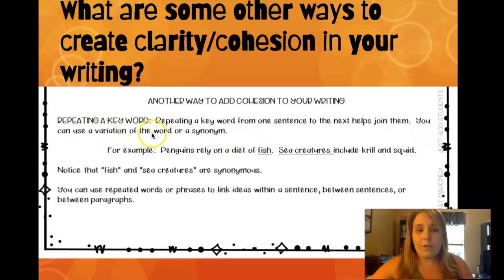And you can use a variation of the word or a synonym. For example, if I was to say that penguins rely on a diet of fish, my next sentence would repeat the word fish, but I would use a synonym and instead say, sea creatures include krill and squid. Notice that fish and sea creatures are obviously synonyms, and you can use this repeated word to link ideas together between sentences and or paragraphs. So see if maybe you can try and do this at least once or twice within your body paragraph.